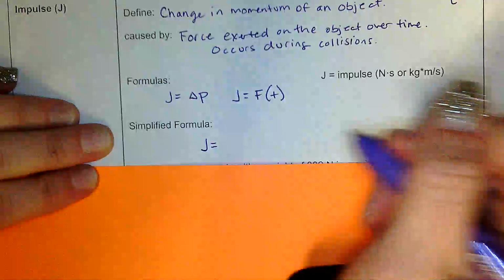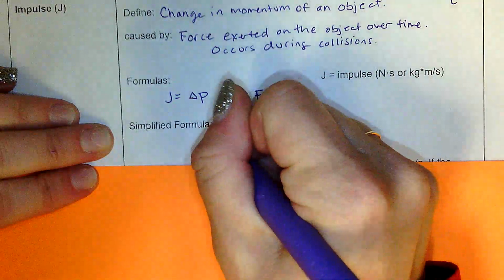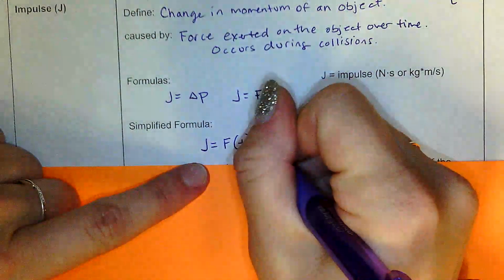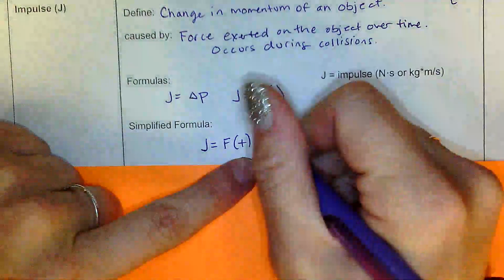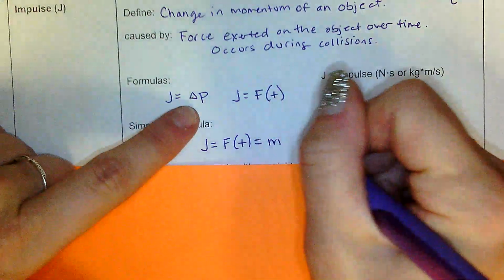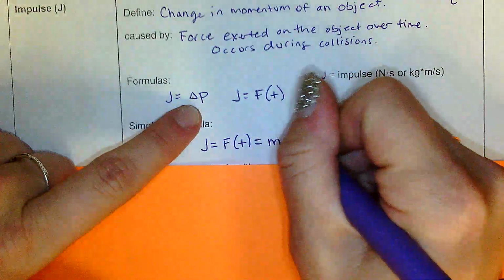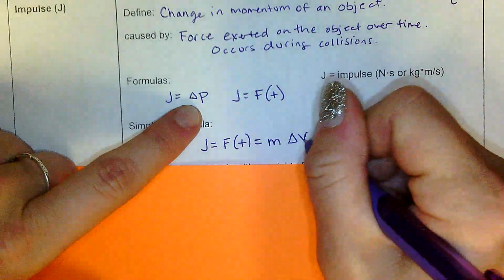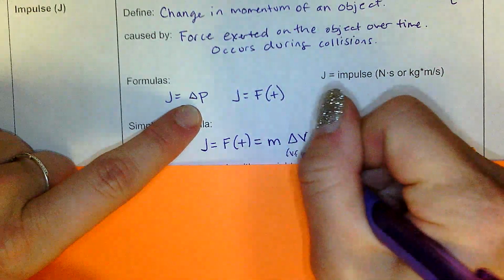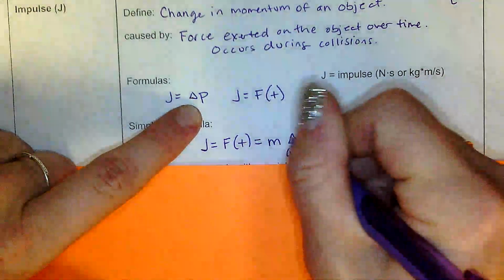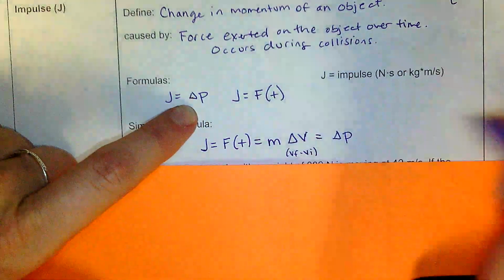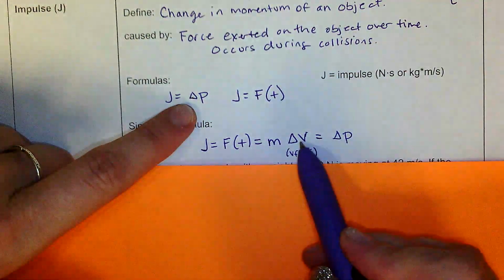All right, so J equals, we're going to combine these two, force times time, but we also know that J equals, if I'm talking about the change in momentum, it's going to be mass times that change in velocity. So if I'm given this final and this initial velocity, I can plug it in for that change in velocity, which is also equal to that change in momentum. So I just broke down this one into that.